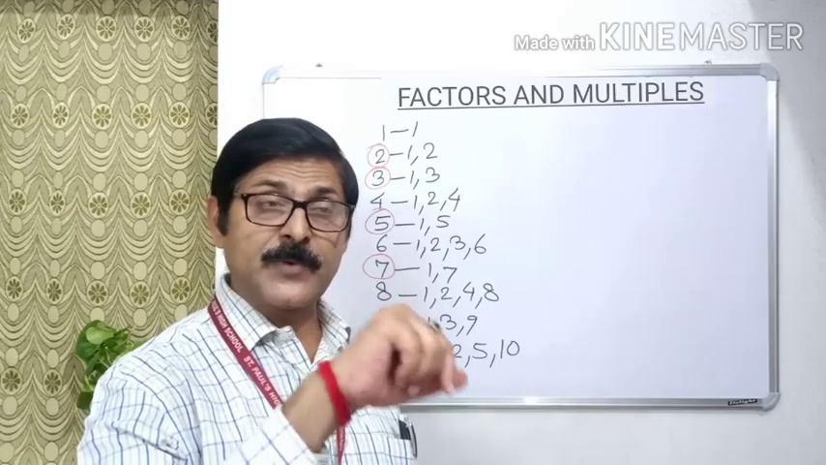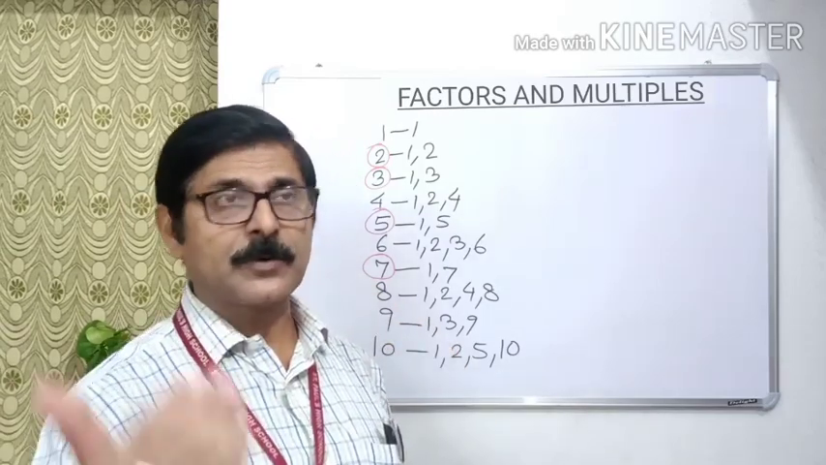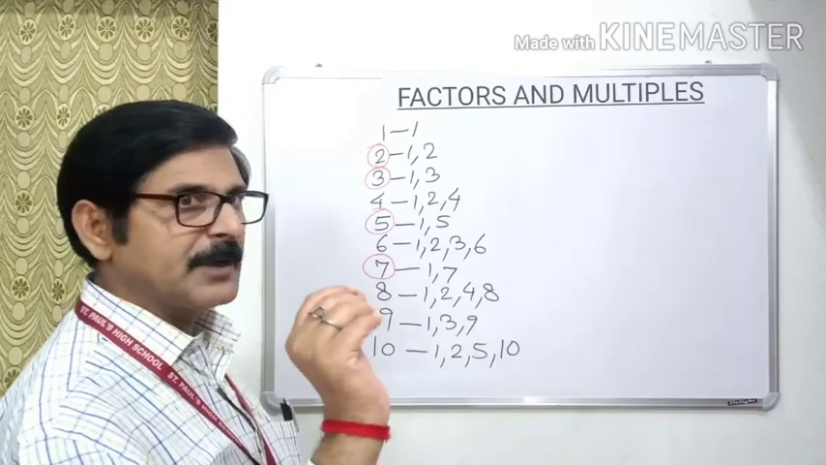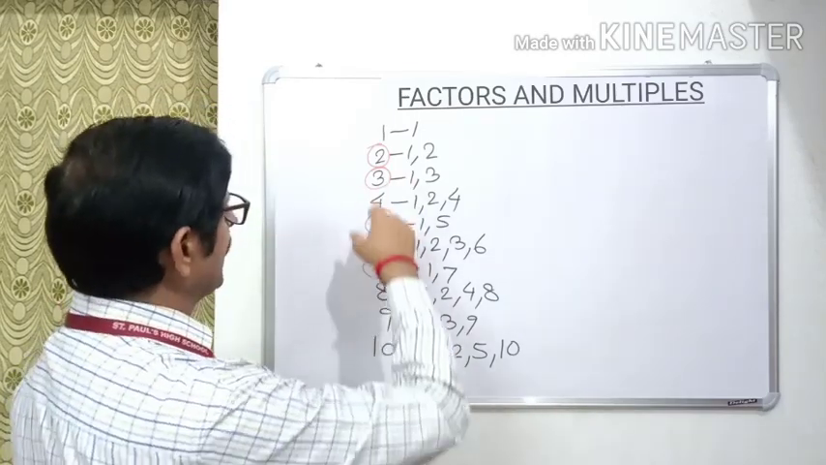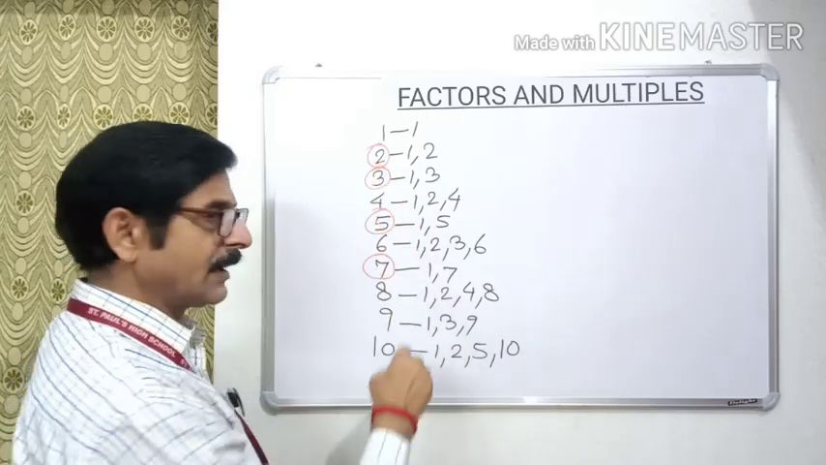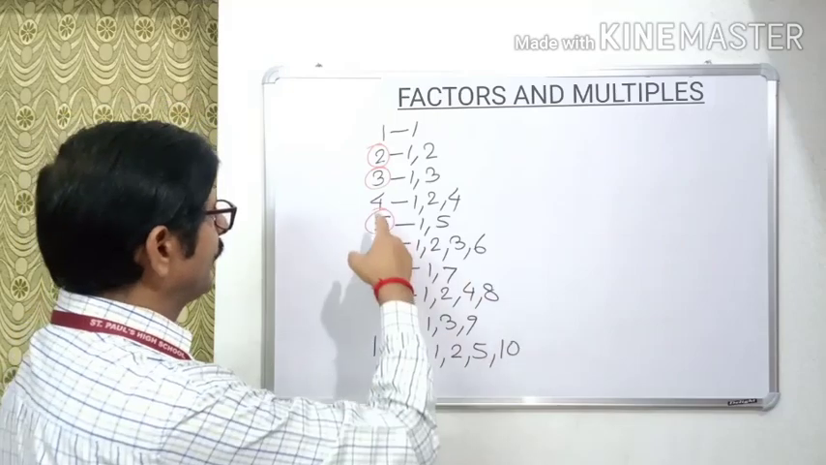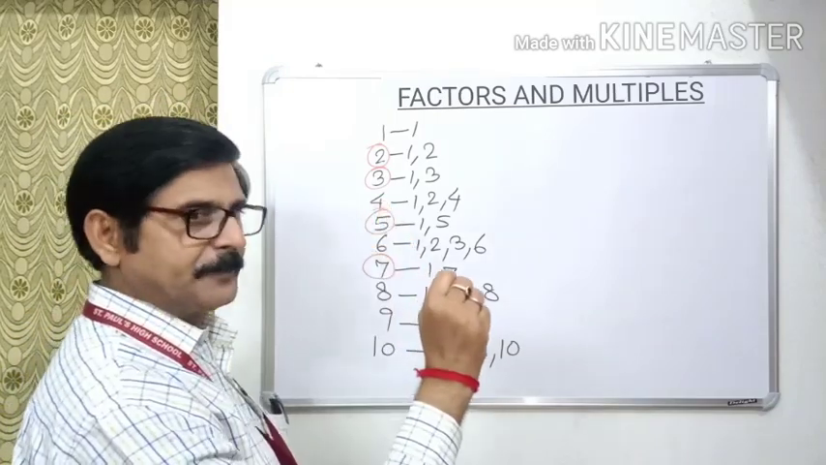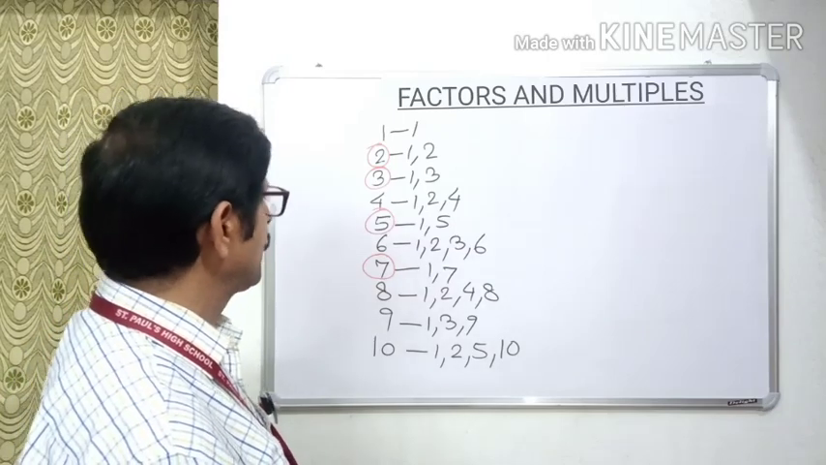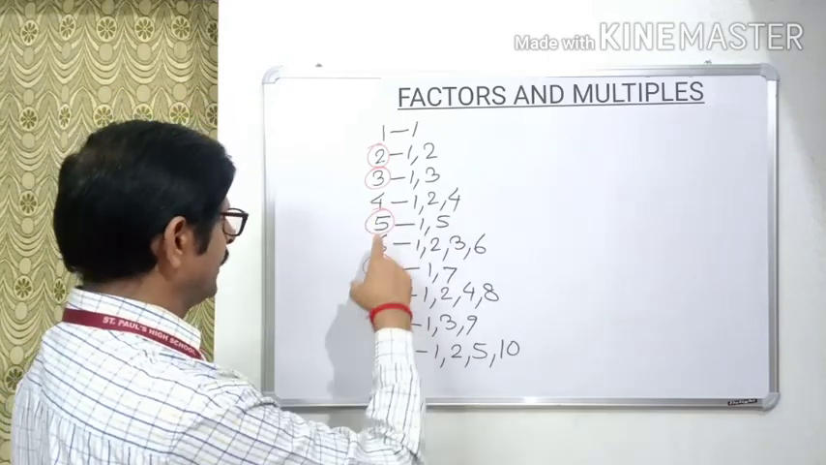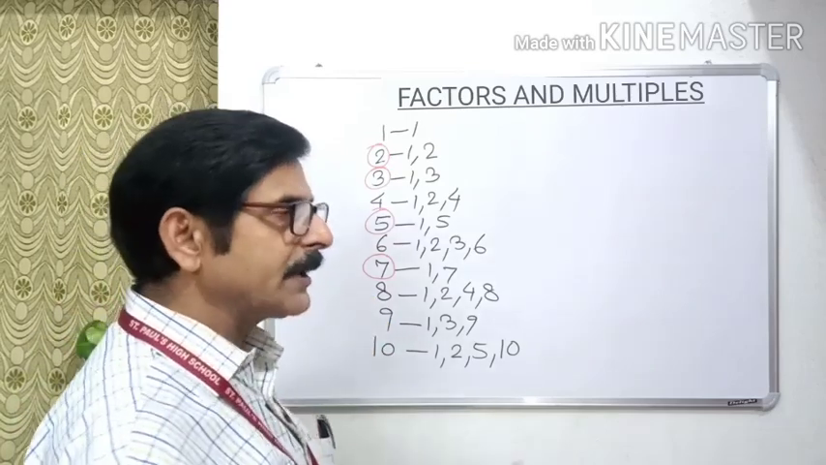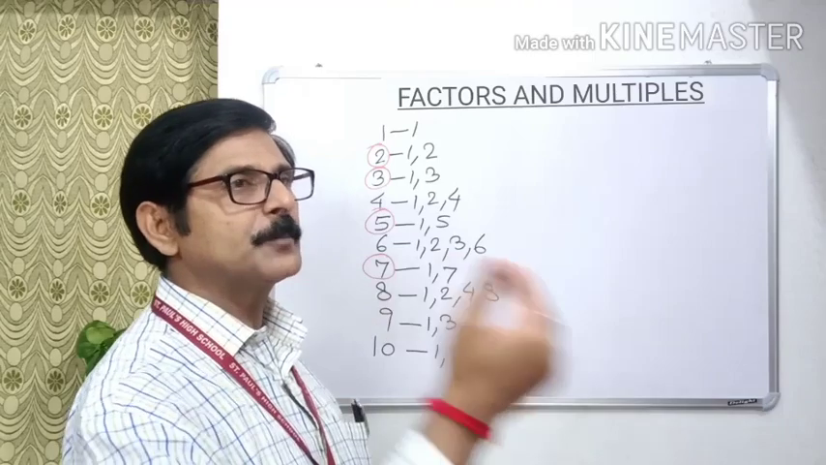A number that has exactly 2 factors, again we mean neither more than 2 nor less than 2, is called a prime number. In our example, the numbers 2, 3, 5 and 7 are prime numbers, whereas a number having more than 2 factors is called a composite number. 4, 6, 8, 9 and 10 have more than 2 factors. We call them composite numbers.